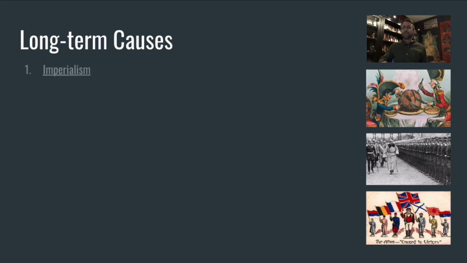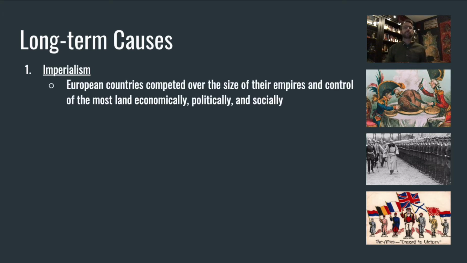All right, one that we've already talked about at length in class is imperialism. So we've done a few days on it. Essentially, this is European countries competing over the size of their empires and control over land, economically, politically, and socially. So we defined imperialism and what an empire is, how it's different and similar to a democracy, and can they coexist.